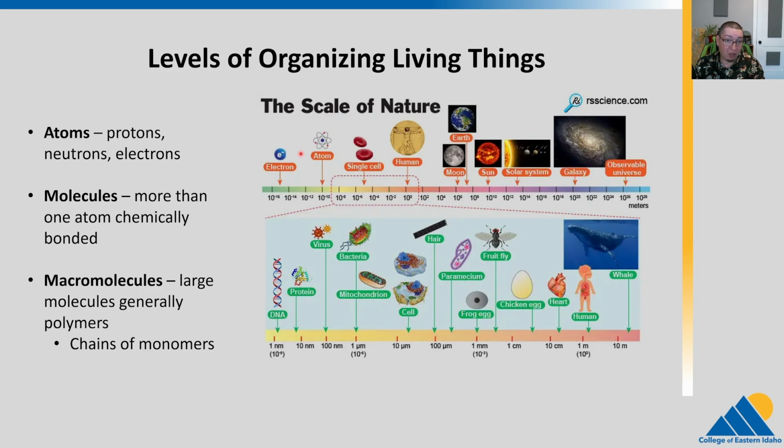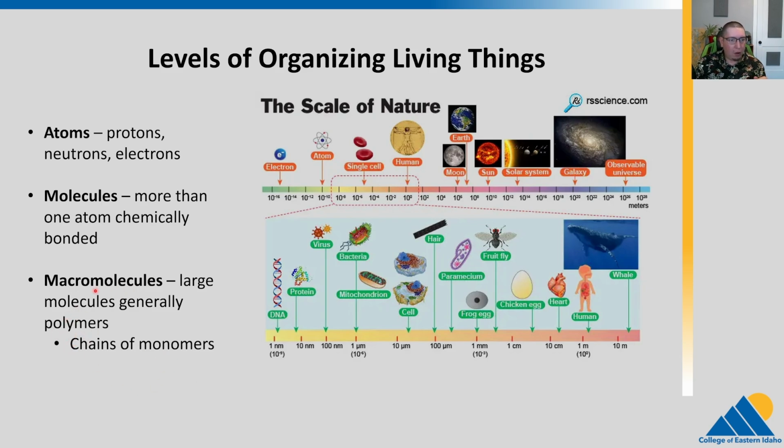And molecules, because they're made up of multiple atoms, are bigger. We have this term macromolecules. Macro means large, so these are large molecules. Generally what we call polymers. A polymer, you've probably heard of it, is a chain of what we call monomers. So think of a monomer like a single building block. When you stick them together, you get a chain. We call that a polymer. Poly means many. Mono means one.